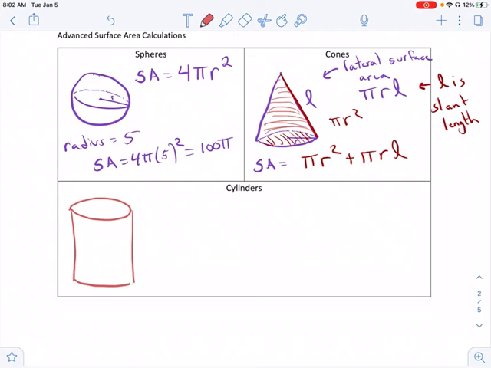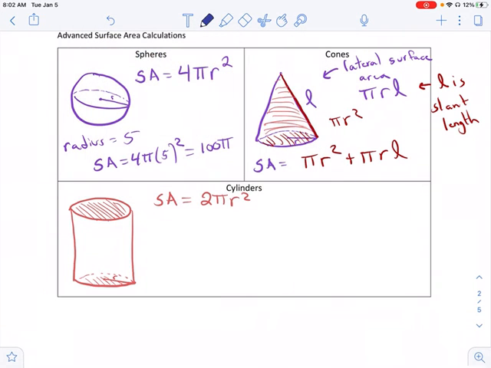So let's finish up with this cylinder. So right off the bat here, with my surface area, I have two different circles. Okay, I have the top and bottom of my cylinder that I need to account for. So I'm going to have 2 pi r squared as part of my equation.